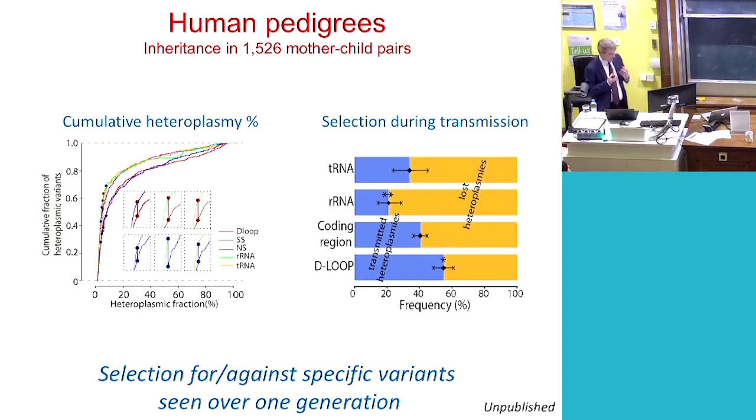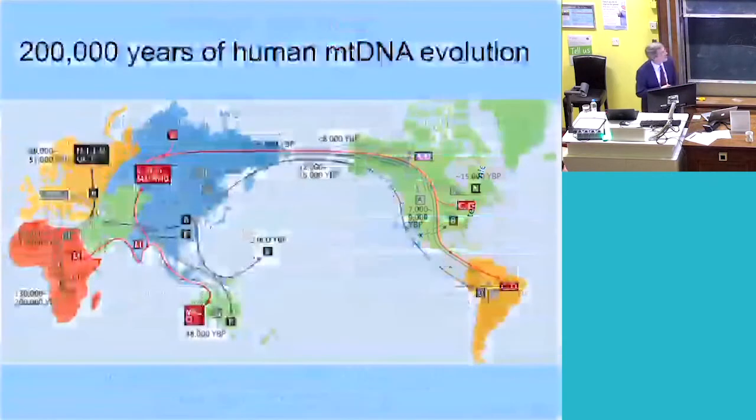There's some sense that there's selection going on in the population for and against certain bits of mitochondrial DNA. And you can look at it during transmission. You can see whether or not heteroplasmies are likely to be transmitted or lost, and what the proportion of them is. And you'll see for some of these, like the ribosomal RNA genes, there's a tendency to lose heteroplasmies, but for other bits of the genome, like the non-coding D-loop, there's a tendency to transmit heteroplasmies. So we're starting to get some granularity on how the genome is evolving in real time.